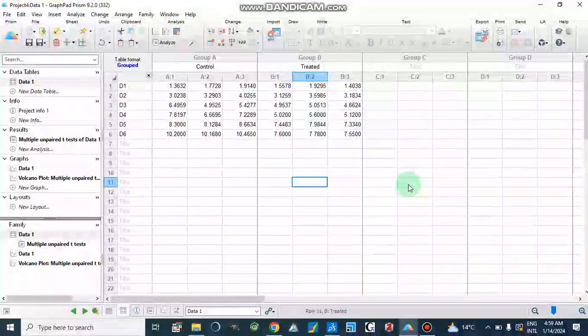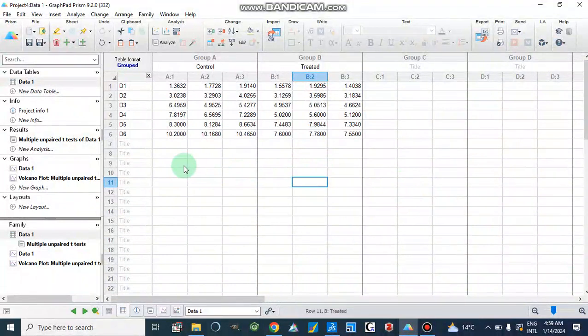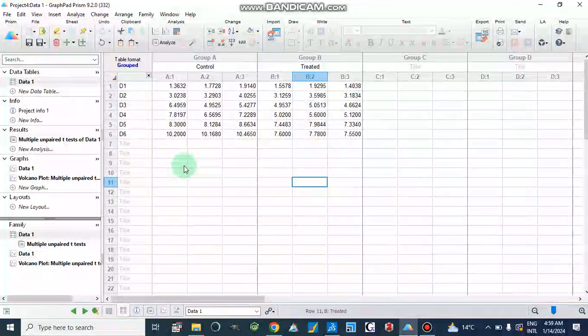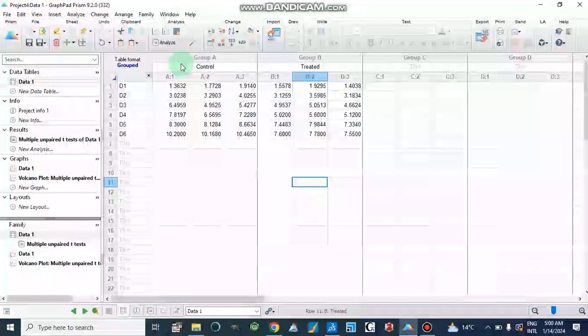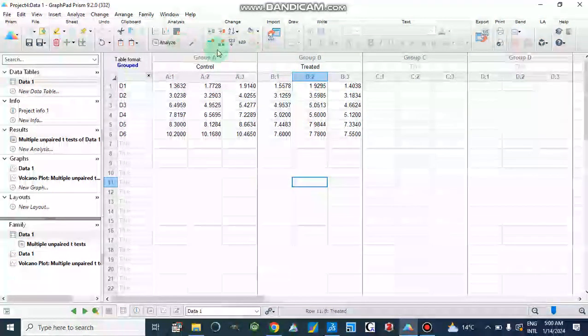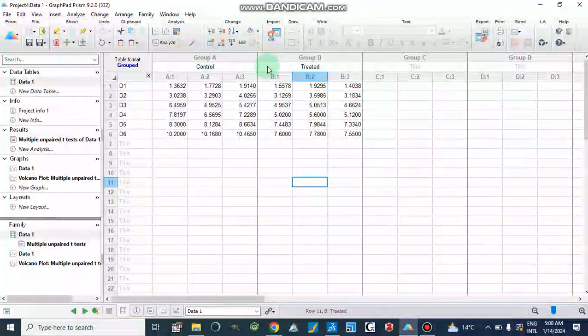Dear viewers, Assalamu alaikum. In our previous video, we discussed how we can make different graphs by using different types of columns or groups in GraphPad Prism. And in that video, we discussed how we can choose groups or how we can choose an XY column and then Y column in triplicates or multiplets.